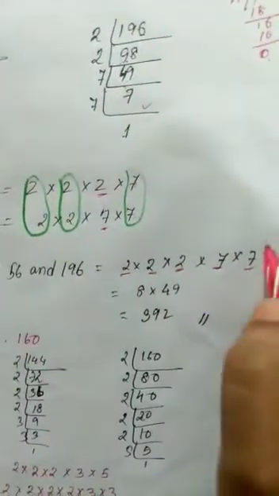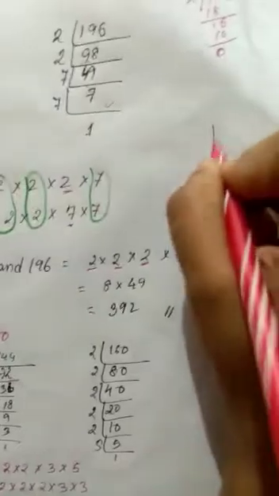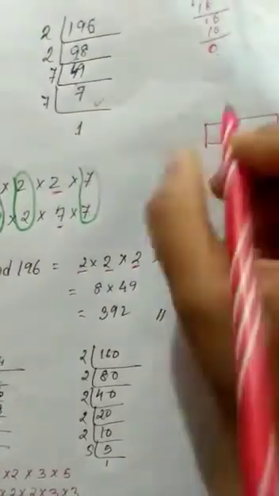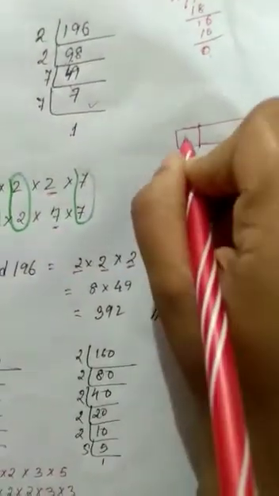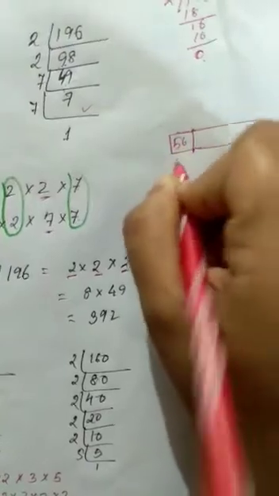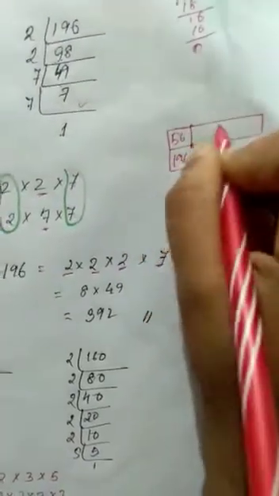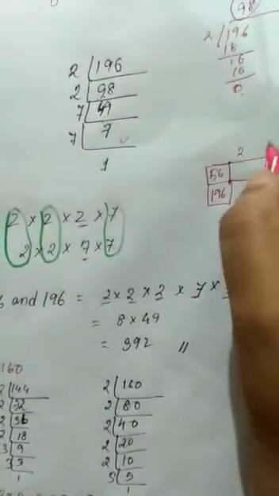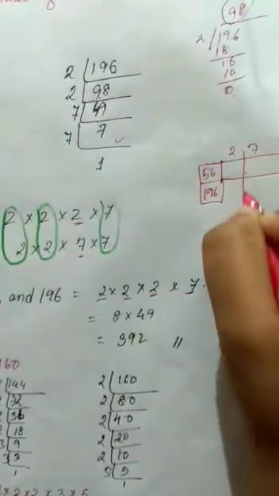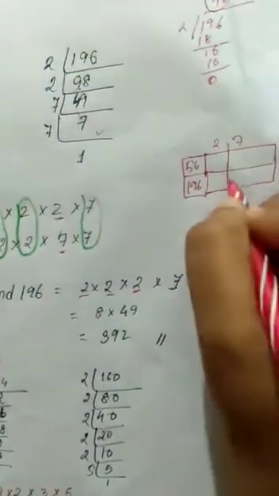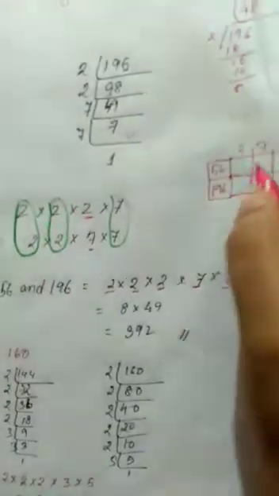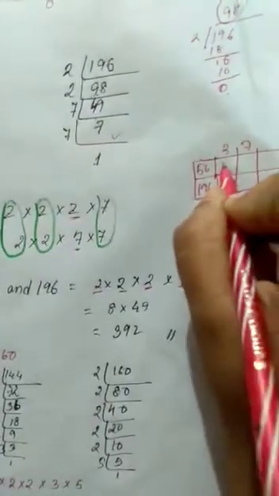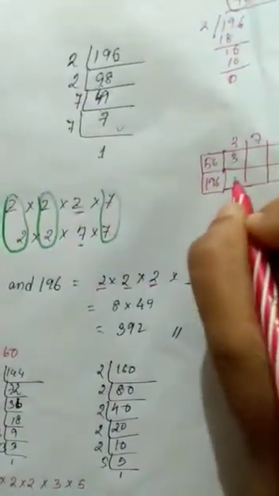But one thing I am telling you, there is another way you can check. See here, in 56 and 196, how many times is this 2 coming? What are the factors here? 2 and 7 are coming. So you can check the maximum number of times each is coming. Maximum for 2: here it is 2 times, or here it is 3 times. So 2 is coming in 56 three times, and in 196 two times.